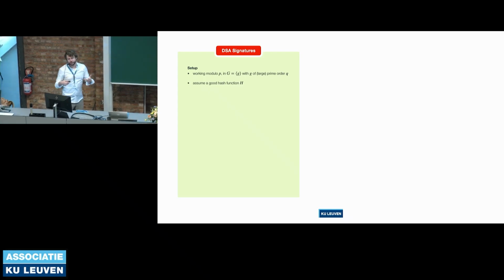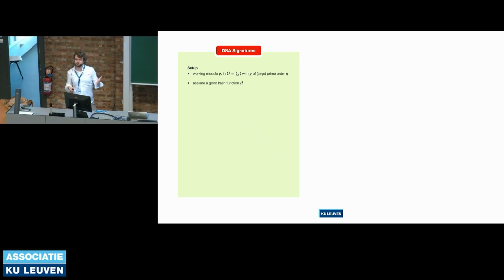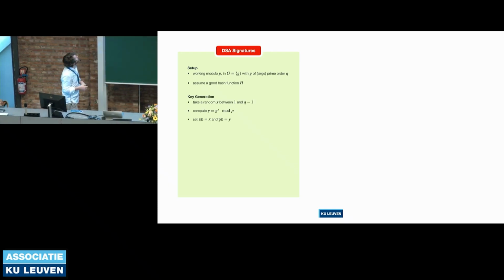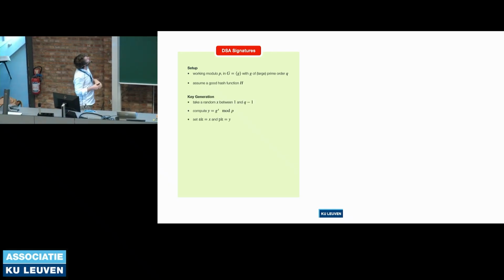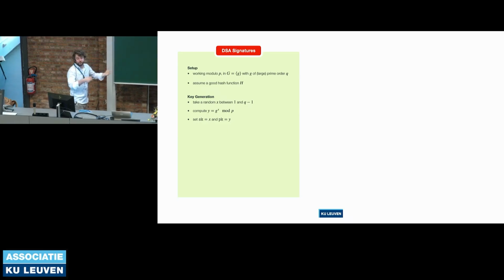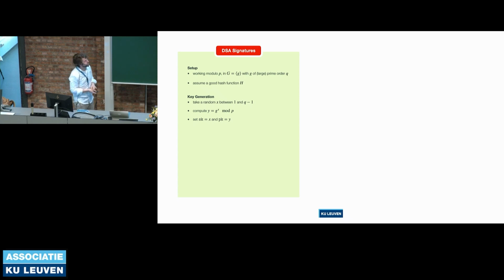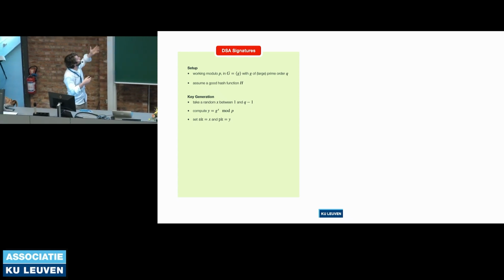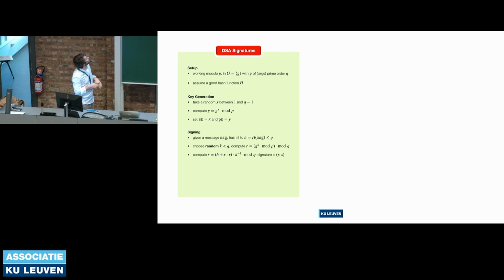So we're working modulo P. We have this group G, generated by this small g. We also need to assume a good hash function, but I hope from this morning that you still remember what a hash function is. Now you take a random number between 1 and Q minus 1, and this is going to be your secret, of course, X, and you compute the exponentiation of g by X, and that's going to be, again, your public key. Okay, so far it's very standard discrete logarithm stuff.